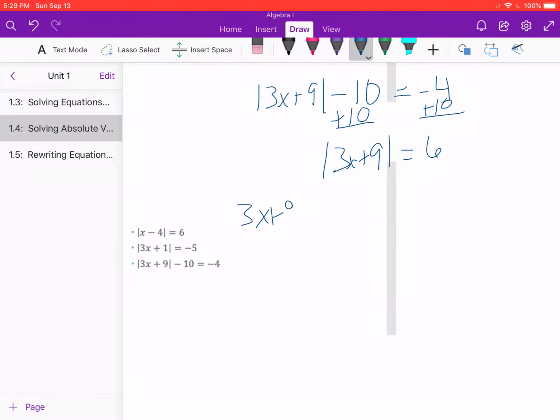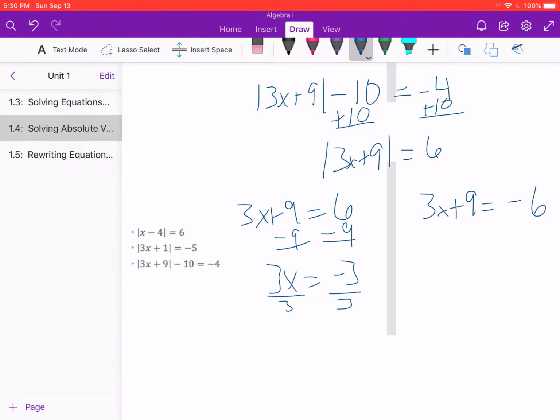3x plus 9, 3x plus 9, and it's going to be 6 and negative 6. So the positive and the negative version, and just solve the equation. So subtract 9 from both sides. 3x equals negative 3, divided by 3, get x equals negative 1. Same on the other equation. 3x equals negative 15, divided by 3, and we get x equals negative 5.